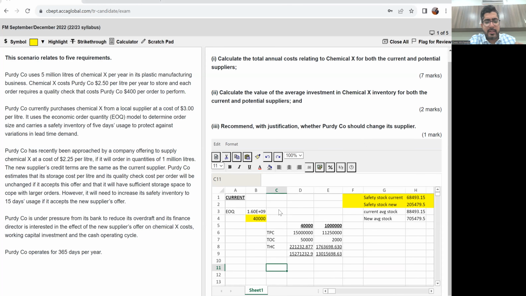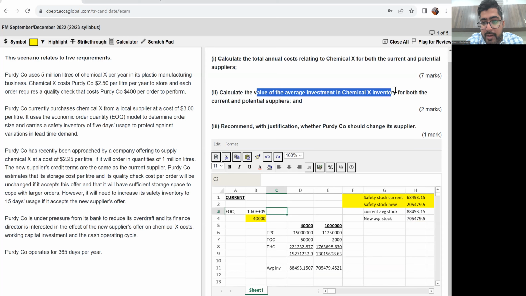So you all know for current and new supplier, the average inventory is H3 for current and H4 for new supplier. This is the average inventory for current and new supplier. The question is not asking this. Question is asking, calculate the value of average investment inventory for both current and new supplier. You have got the average inventory for current and new supplier. It's asking the value of average investment inventory. So what is the value of this average inventory?